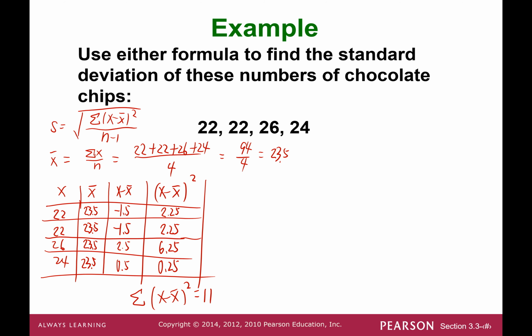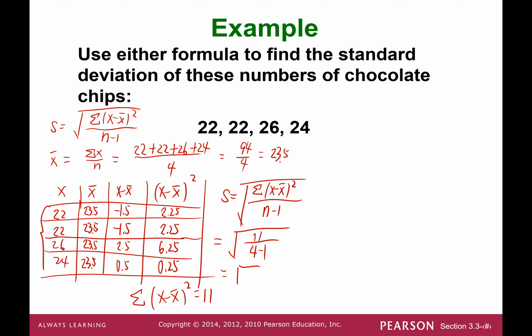Okay, now let's apply the formula right here. Standard deviation equals the square root of the summation of x minus x bar squared, which we did, it's 11, over sample size minus 1. The sample size is 4, so 4 minus 1. So this is radical of 11 over 3. If you put it into the calculator, rounding to one decimal place, the answer turned out to be 1.9. Alright, so this is one way to do it using the first formula.